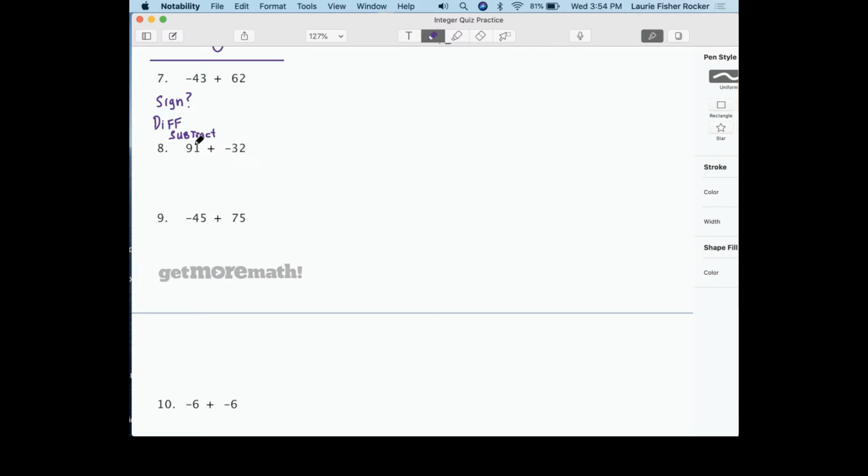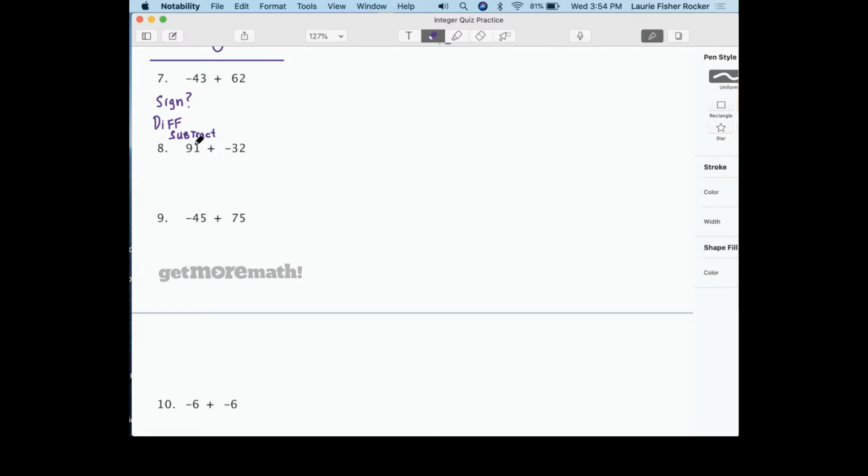I could look at this as having 43 red tiles and 62 green tiles. 43 of those are going to form a 0 pair and cancel out. Okay, so I can think about that in my head, but here's the deal. If they're different signs, you're going to subtract. So how do I subtract this? I've got 43 and 62. First of all, I'm not worried about the sign right now. I'm just going to find the difference.